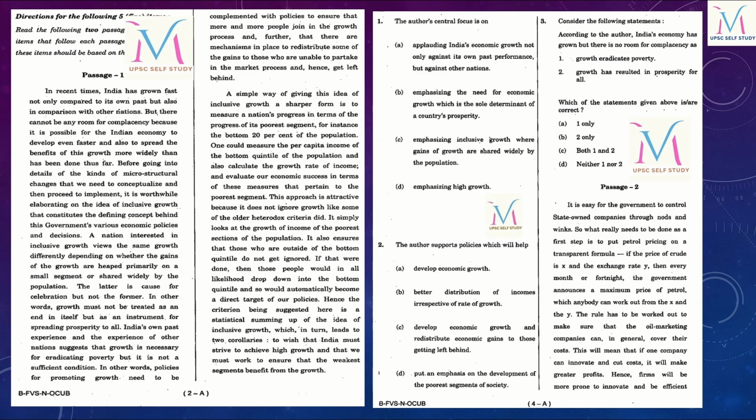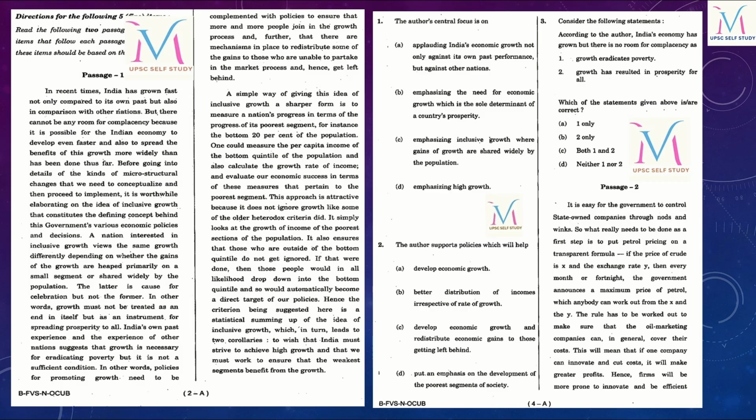And the second one: the author supports policies which will help. What policies is the author supporting? Option B, develop economic growth, better distribution of income irrespective of rate of growth. Option C, develop economic growth and redistribute economic gains to those getting left behind. And option D, putting an emphasis on the development of the poorest segment of the society. For this second question, option D is correct, because the author is supporting an emphasis on the development of the poorest segments of the society.